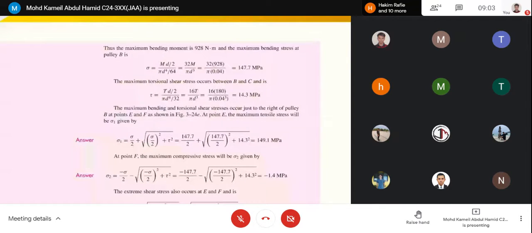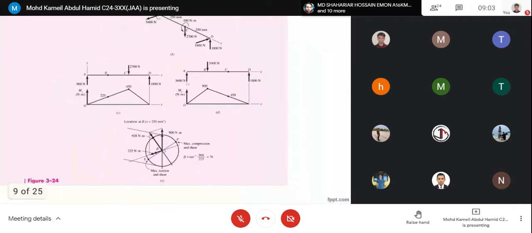Maybe at point E and F as shown in the figure. At point E, the maximum tensile stress will be given by sigma 1. Here the stress transformation is already involved, the maximum tensile and shear stress.